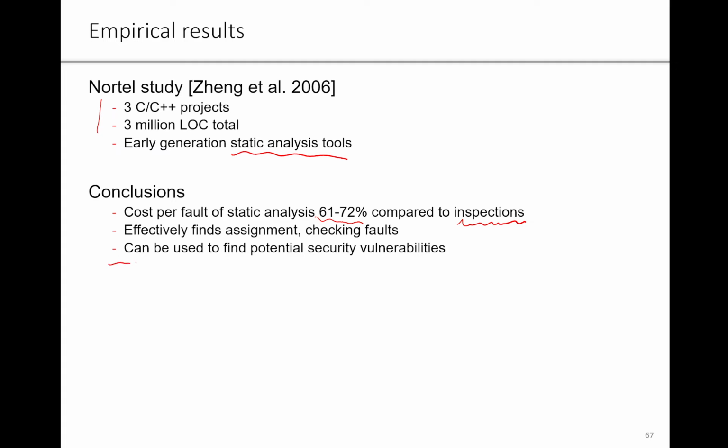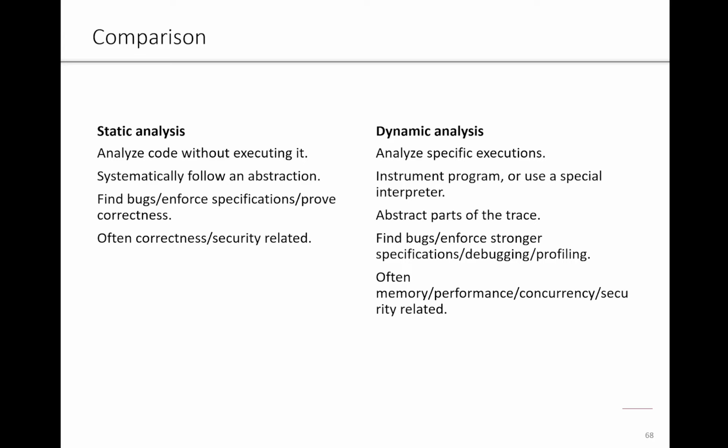So the idea is to have some kind of error highlighting for code, like we use in Word for text spell checking, to have something similar also with code. And basically there are two categories of what you can do. One is the static analysis, where you don't execute the code. It's really like spell check highlighting. It follows the abstraction. It finds bugs or enforces specific correctness.